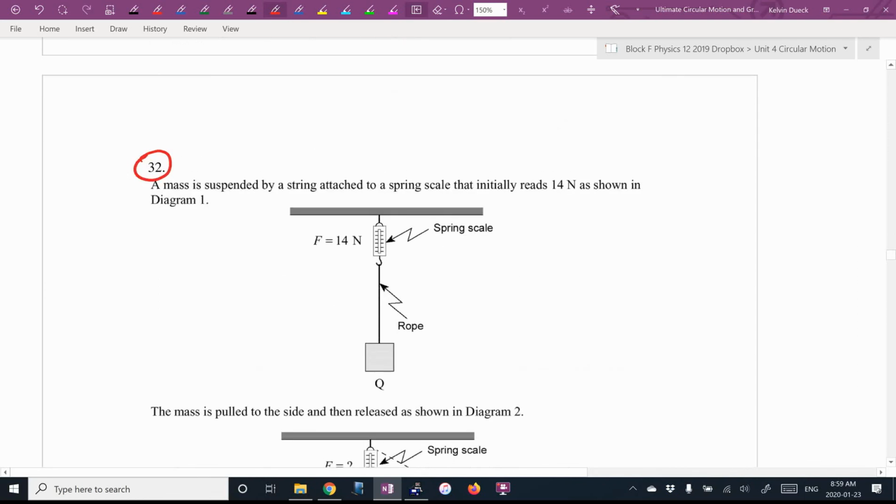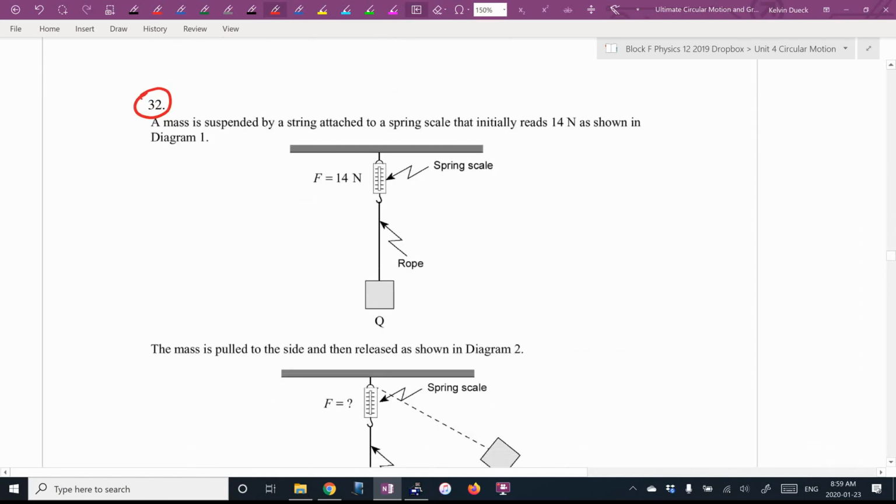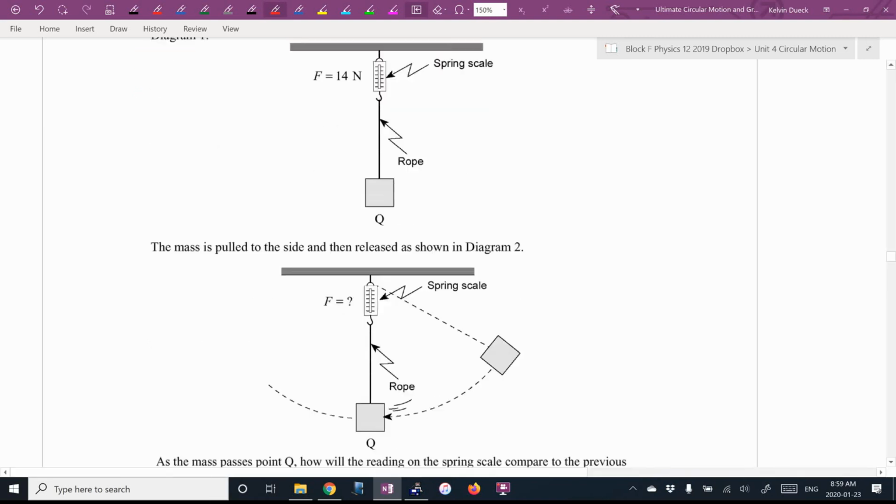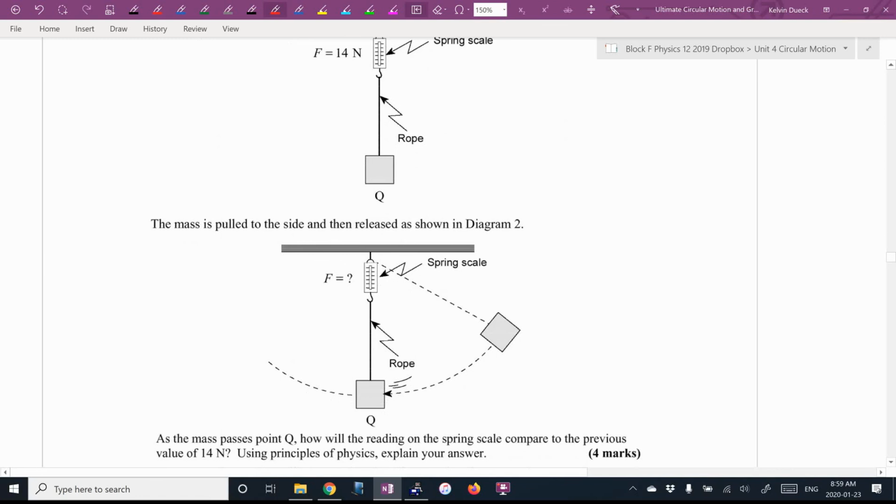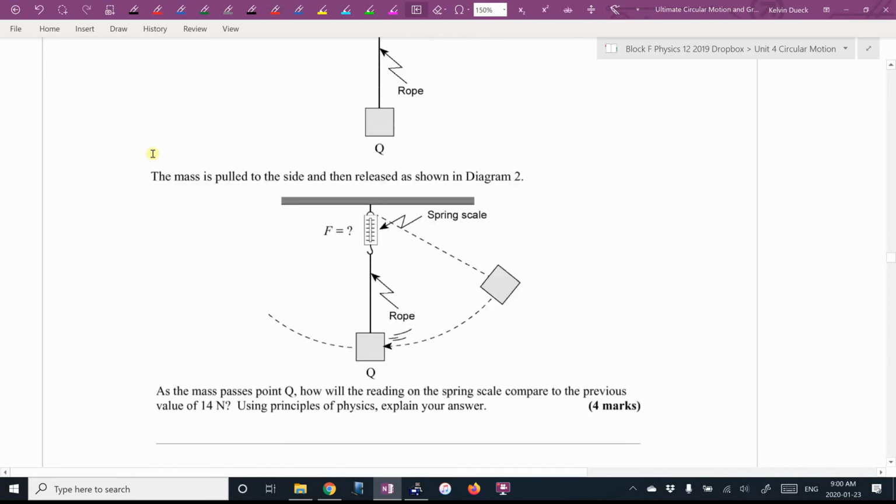32 is good. Here's one using principles of physics to explain. So initially, I guess tension is 14 newtons, because that's what the spring scale is reading, and it would measure tension in that alignment. What would happen to tension as it swings? Probably a job for, I bet you, a good free body diagram. If you get tension by itself, you're either adding something to it or subtracting something from it, and you might say, oh, it's either bigger or smaller, or it might stay the same, but I doubt it.